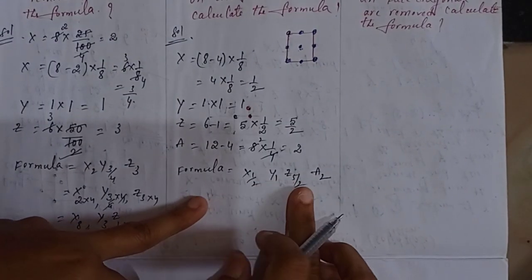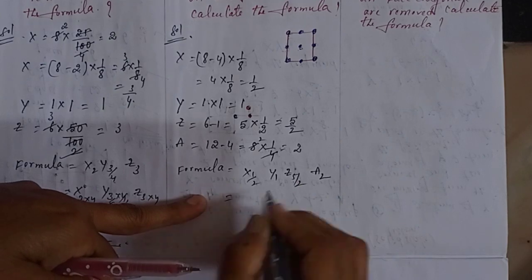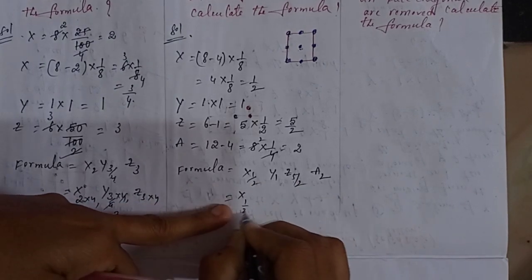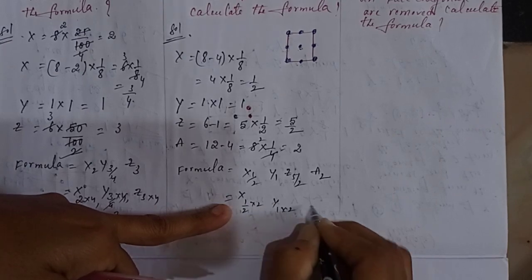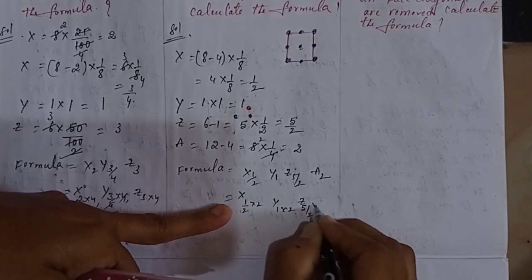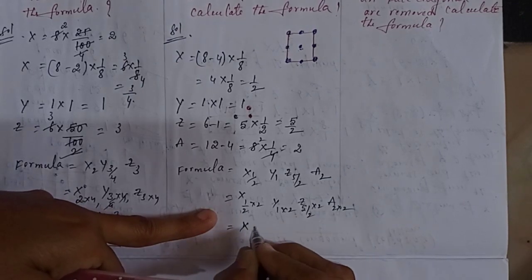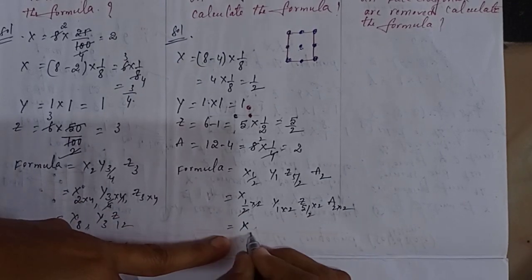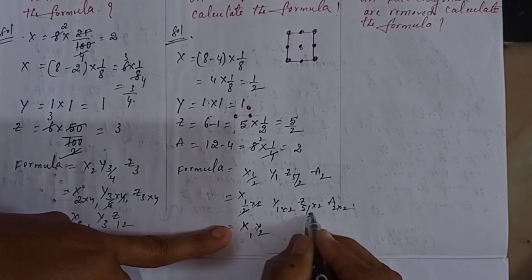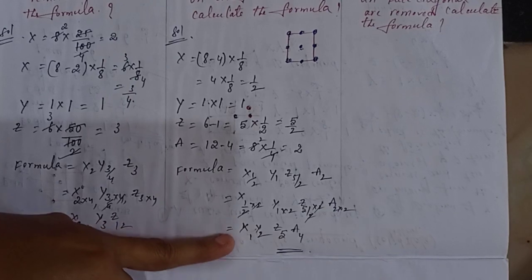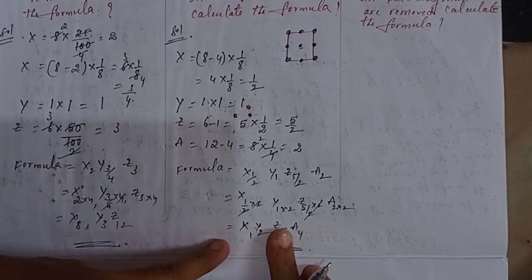But here in the denominator 2 is there. So that's why I am multiplying all the values with 2. Simplest form I am taking. So 1 by 2 into 2, Y 1 into 2, Z 5 by 2 into 2, A 2 into 2. Then you will get X, 2 gets cancelled, 1, Y 2, and here 2 gets cancelled, Z 5, A 4. Clear this one? This is the formula of the compound.